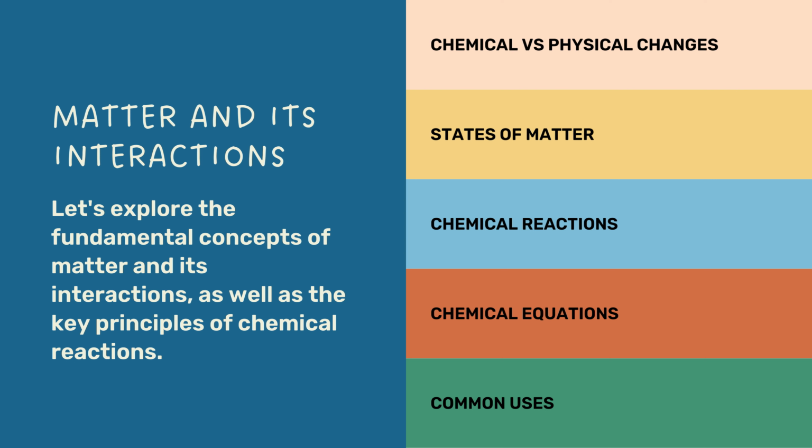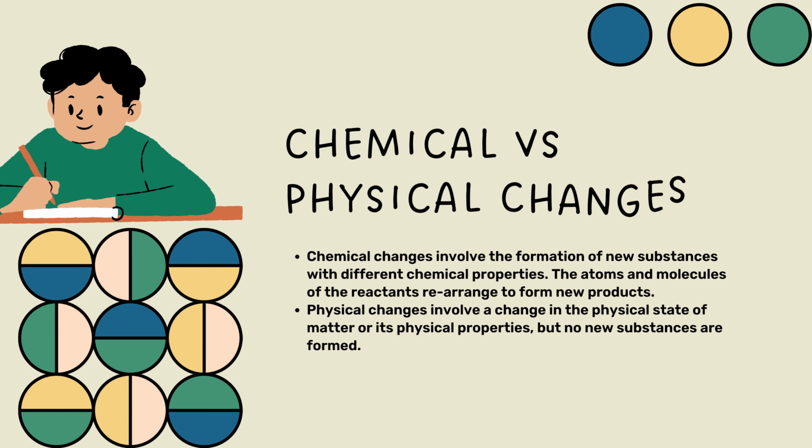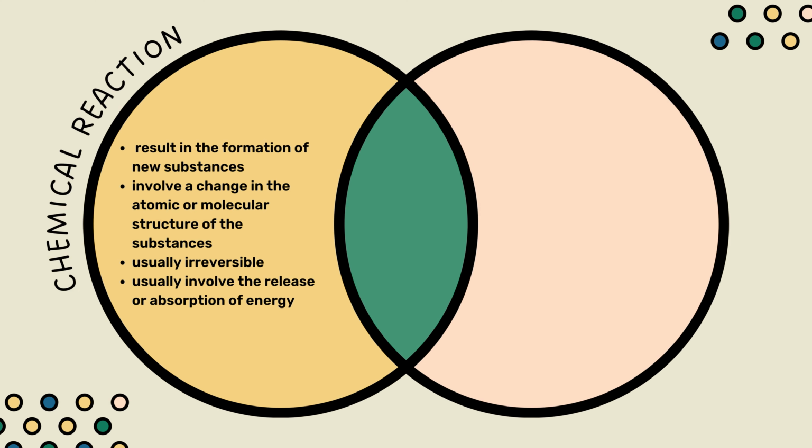uses. Let's first understand the difference between chemical and physical changes. Chemical changes involve the formation of new substances with different chemical properties. The atoms and molecules of the reactants rearrange to form new products. Physical changes involve a change in the physical state of matter or its physical properties, but no new substances are formed. Chemical change results in the formation of new substances.